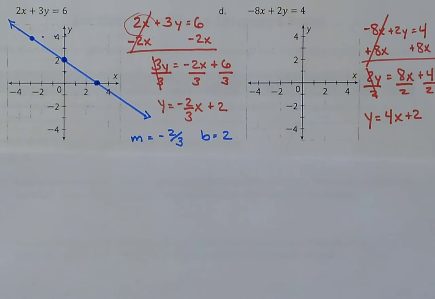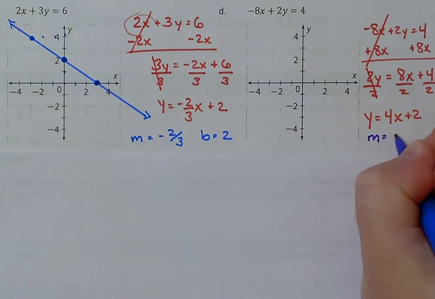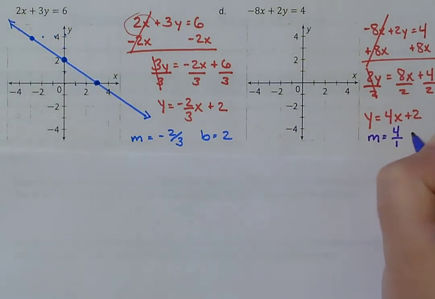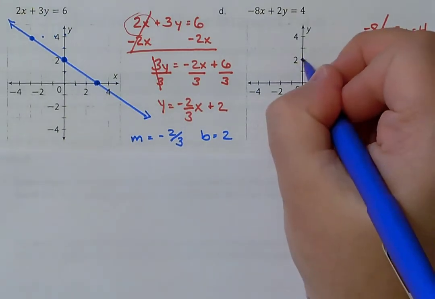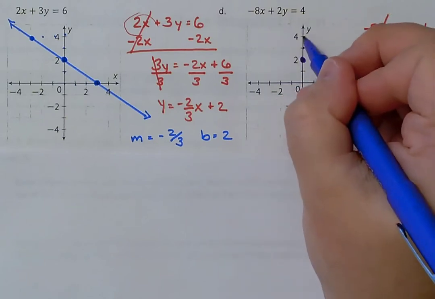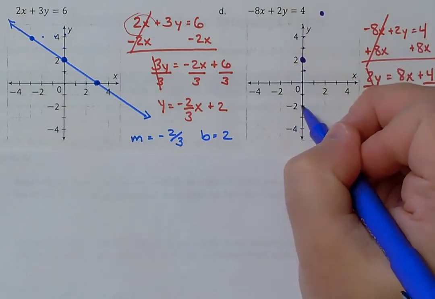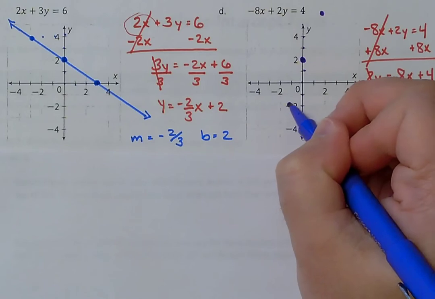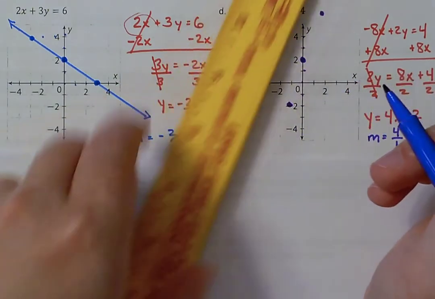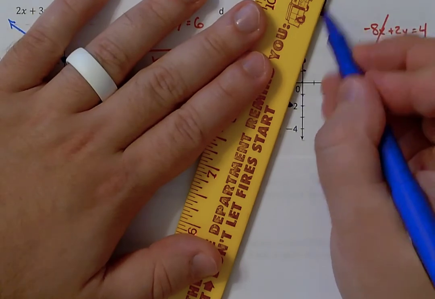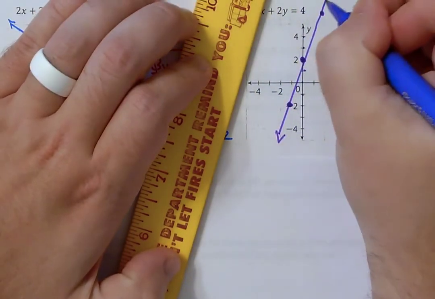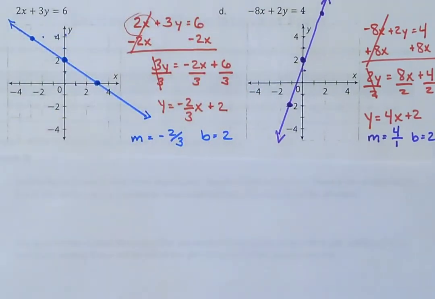So I've now gone through and set it up in slope-intercept form. I know my slope is 4, or 4 over 1, and my y-intercept is 2. So that means I plot my first point at 2, and then you can go up 1, 2, 3, 4 to the right 1, or you can go down 1, 2, 3, 4 to the left 1. Now that I have my points, I just connect my dots, and I have my line like such. And that is how we're going to graph slope-intercept form.